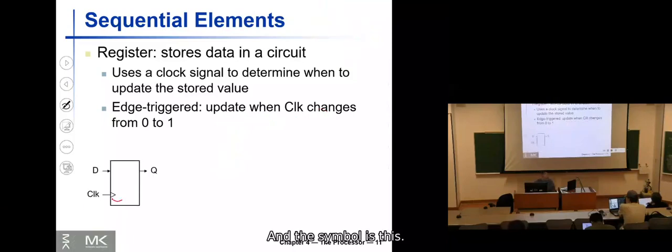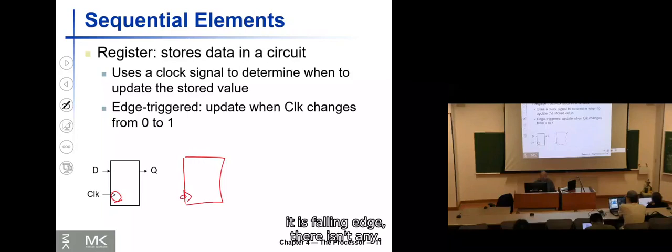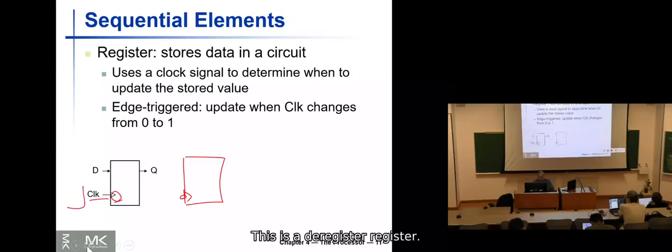And the symbol is this. The symbol is a triangle without a dot. If it has a dot like this, it is falling edge. If there isn't any dot, it means rising edge. So when clock, for example, this is a D flip-flop, D register.